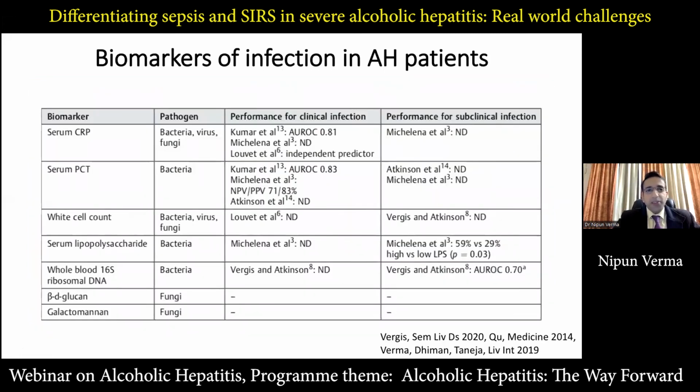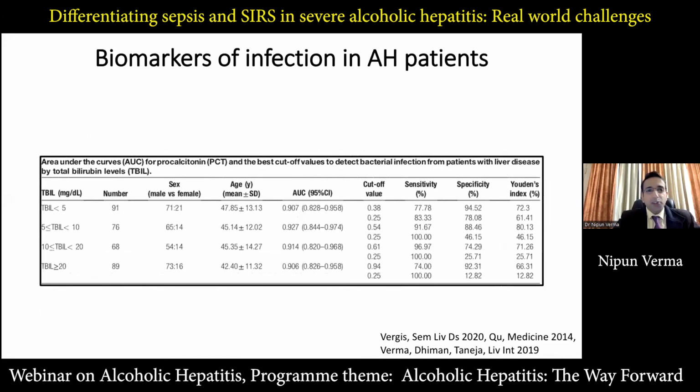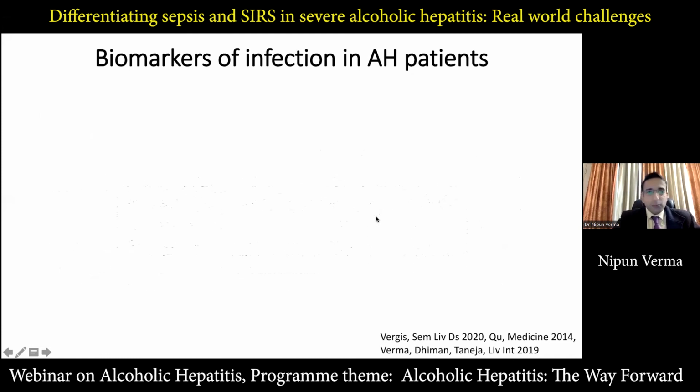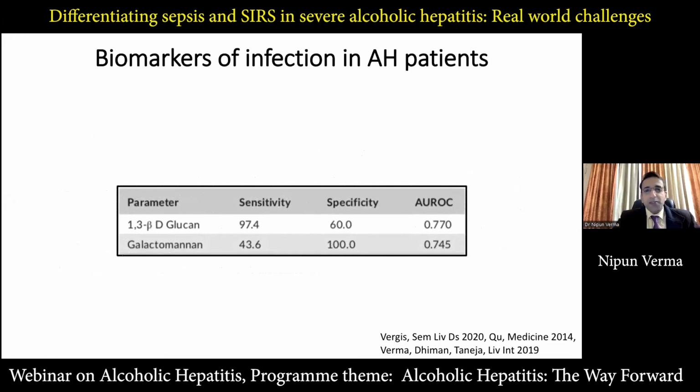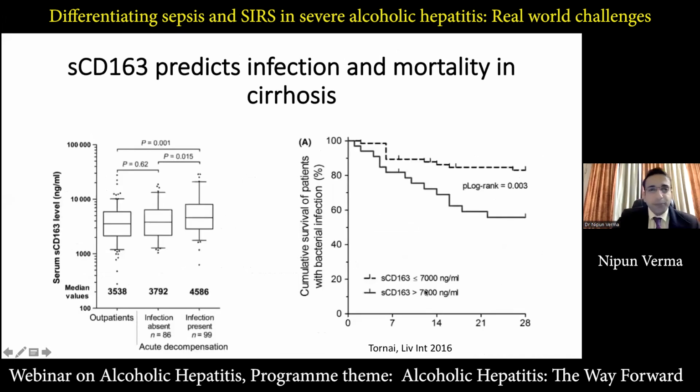Different biomarkers have been studied, including CRP and procalcitonin. Although their accuracy is limited to 70 to 80%, procalcitonin has recently been shown, according to the level of bilirubin, to allow a higher cutoff for ruling in the diagnosis, which is 0.94, and 0.5 for ruling out the diagnosis. And biomarkers for fungal infections have also been studied in the form of beta-D-glucan by our group, with an accuracy of 77% and 74% respectively.